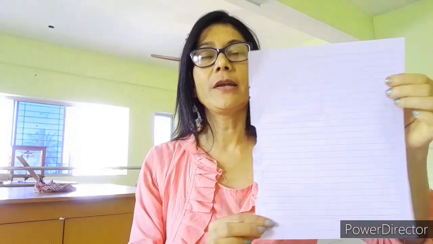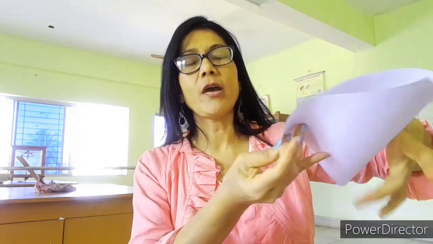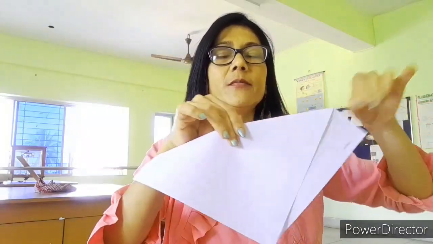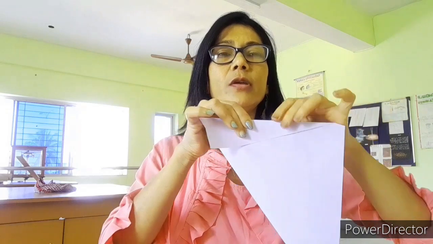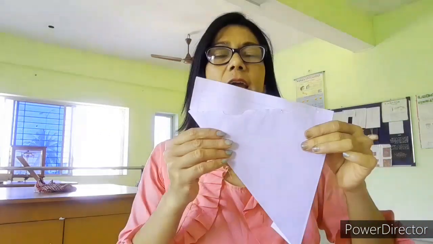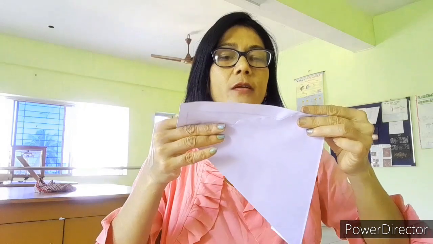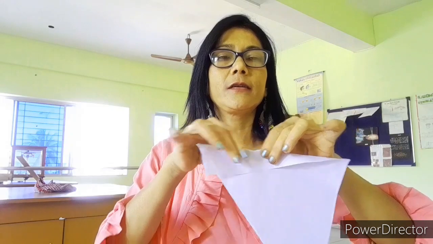At first, you will take this paper and fold it in this way from these two portions. Join this one. If you join this one, you will see that some extra paper is coming on this side. This one is the extra, so you will cut it. As well as on this side also you are getting some extra portion. This portion also you will fold and cut.